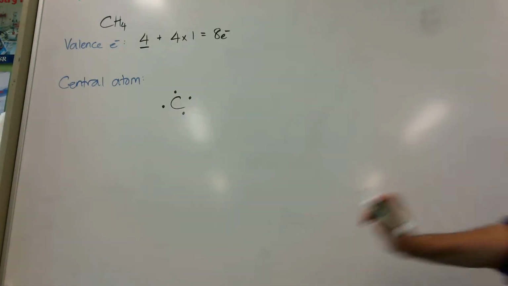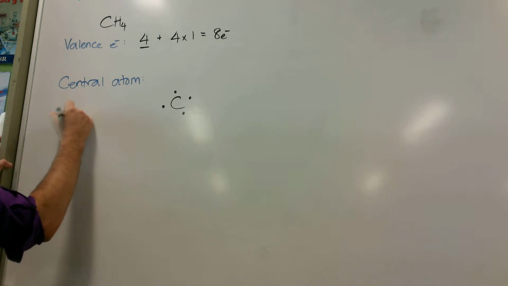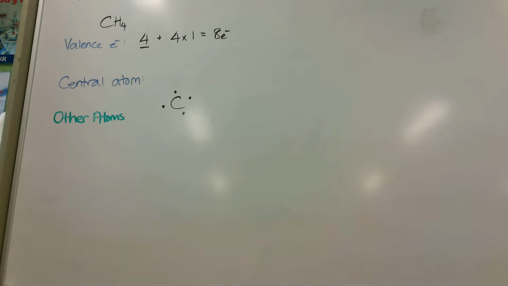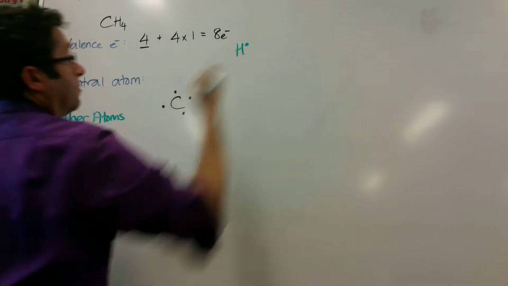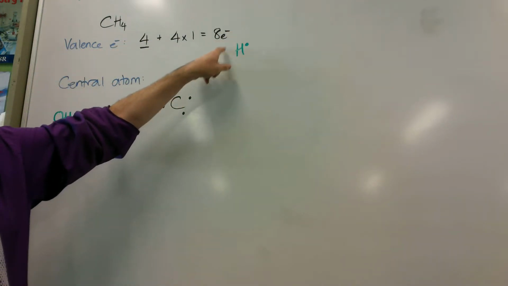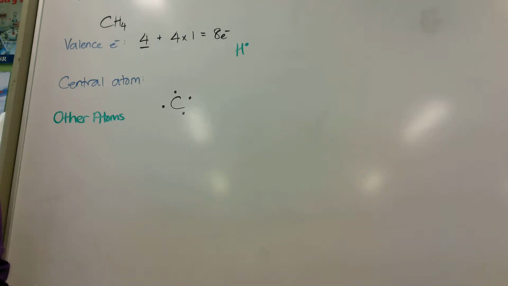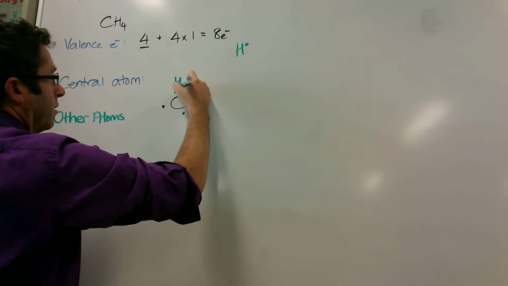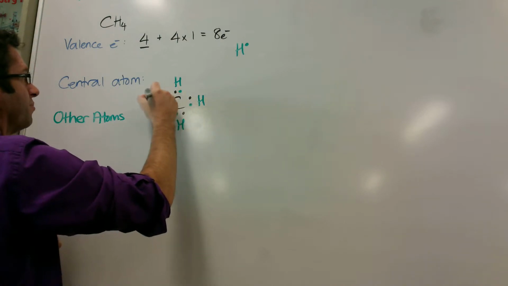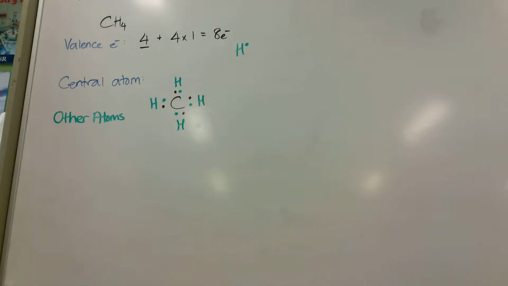So I'm going to change colours for this one. I'm going to add the other atoms. Hydrogen's structure is this. Hydrogen with 1 electron. That electron could be anywhere. It could be at the top, bottom, left, or right. They're all correct for the Lewis structure for hydrogen atoms. So I'm going to put a hydrogen there, and so on. And that is my Lewis dot diagram for methane.